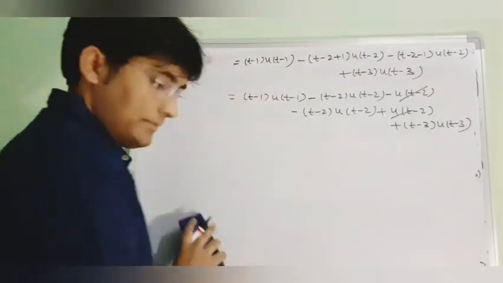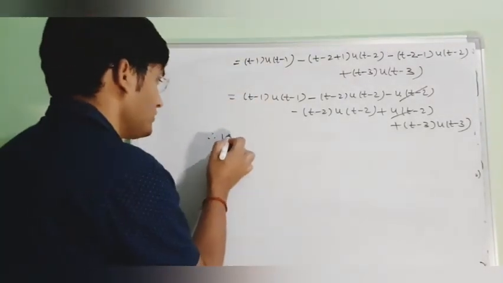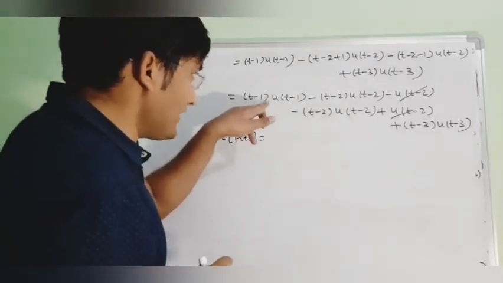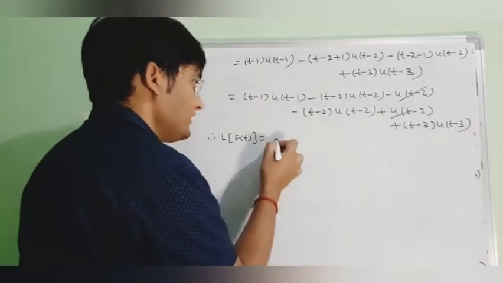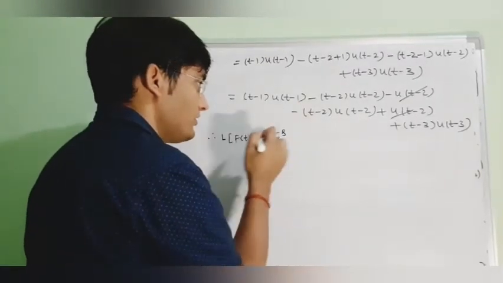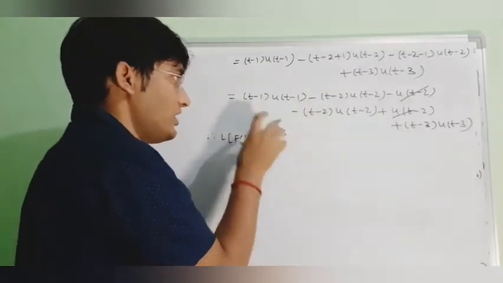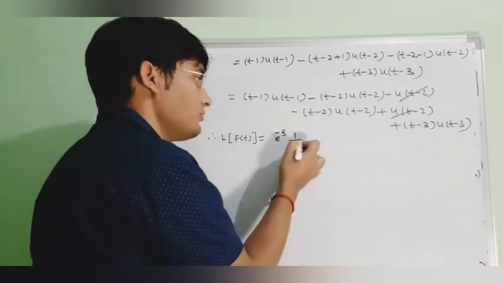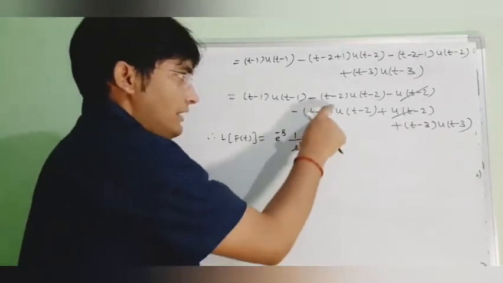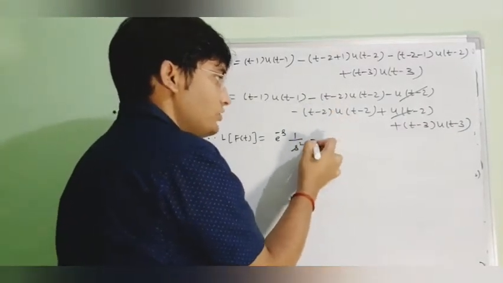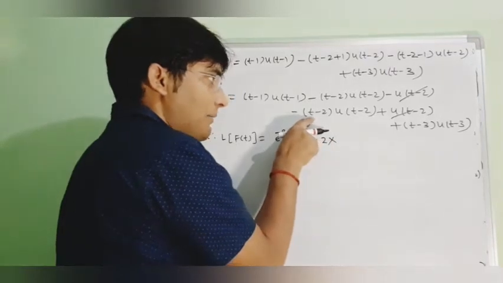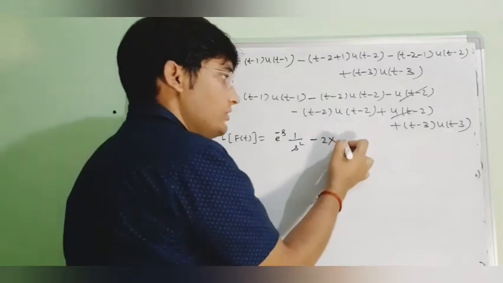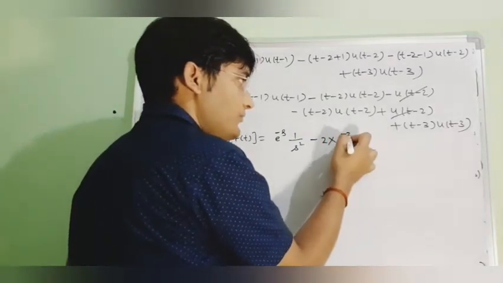Now we can take the Laplace transformation. So therefore the Laplace of f(t) is equal to, we know that the Laplace of f(t minus a) u(t minus a) is equal to e to the power minus a s into F(s), where a is 1 here, and F(s) will be the Laplace of t, and the Laplace of t is 1 upon s square. These two terms can be combined. So this will be 2 times the Laplace of (t minus 2) into u(t minus 2), and that will be e to the power minus a s, so a is 2, into F(s).